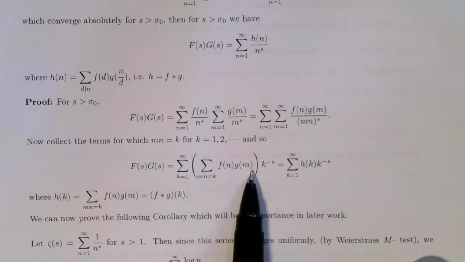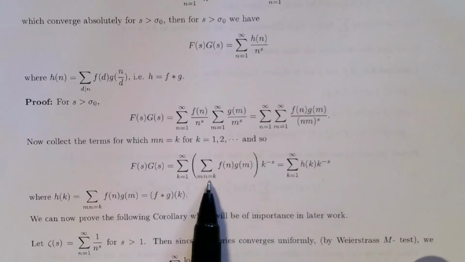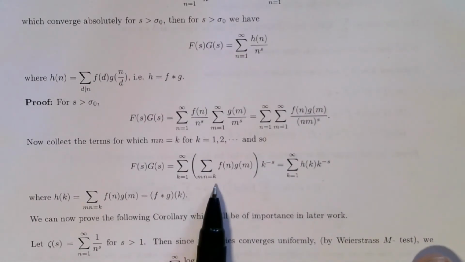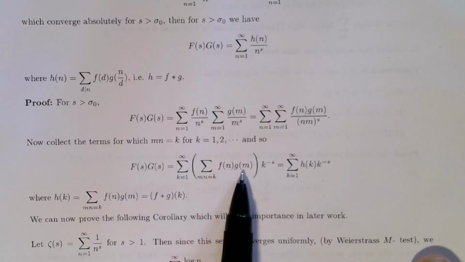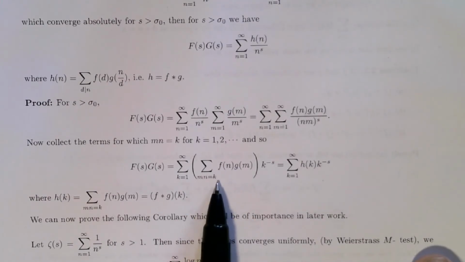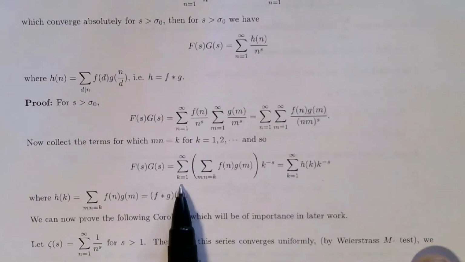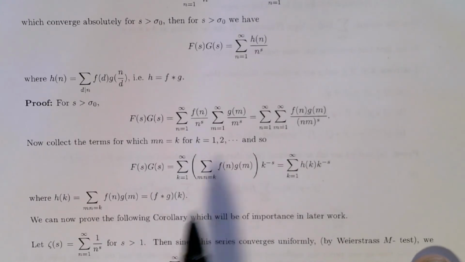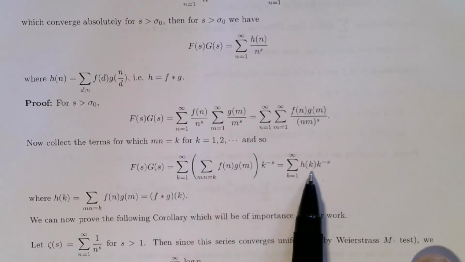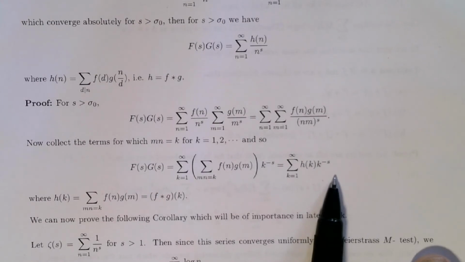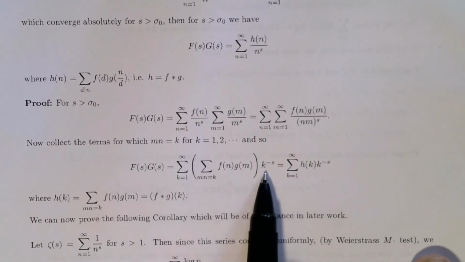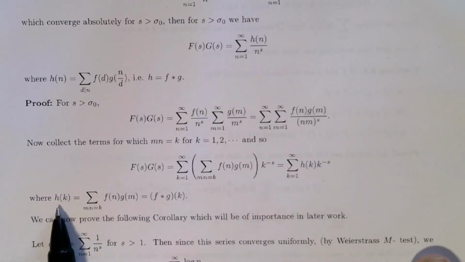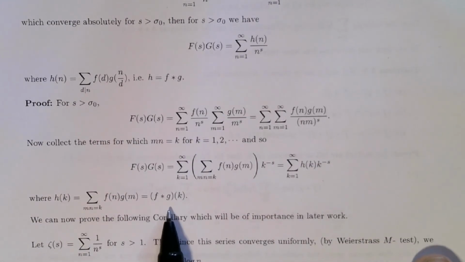f(n) g(m). And of course this in here is just going to be the Dirichlet product of f and g, because I've got m times n as k. So this sum in here, once we fix k, is a finite sum, and this is just going to be f star g of k, so I'll call that h of k, over k to the s, where h of k is just this Dirichlet product of f and g.